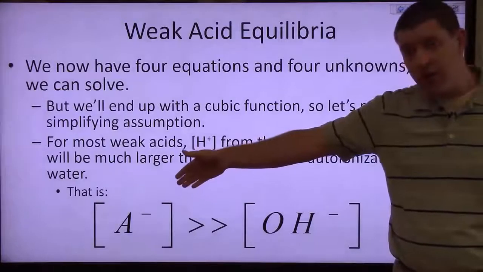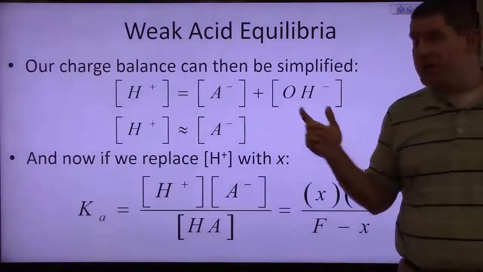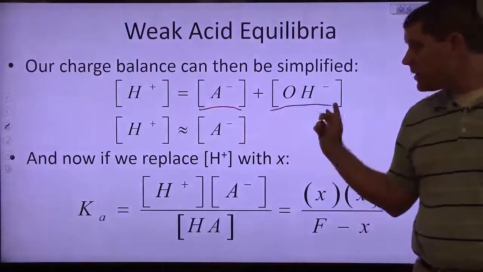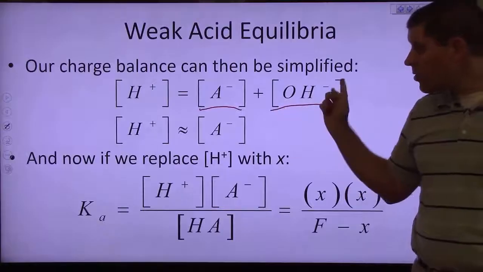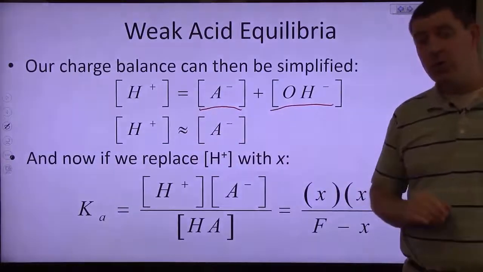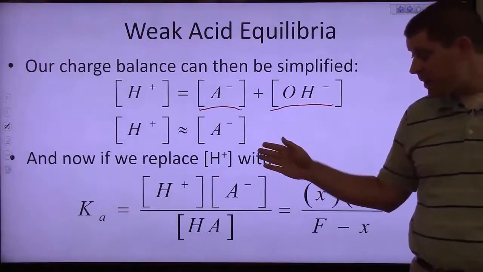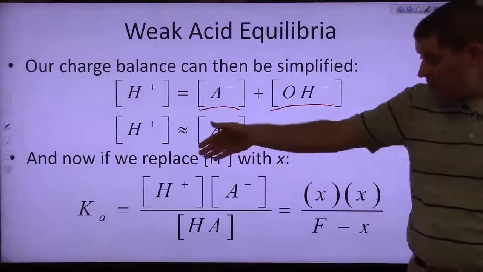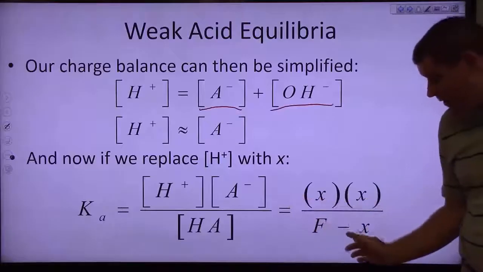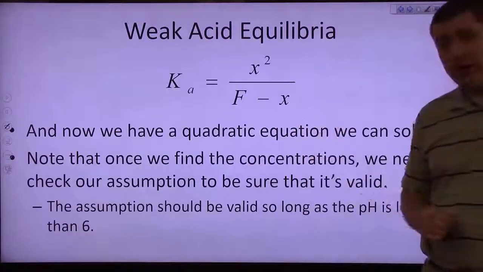That is, the concentration of A minus is much larger than the concentration of OH minus, which means that our charge balance can then be simplified. If this one is much larger than that one, then we can basically ignore the second one, and that means that our hydrogen ion concentration is approximately equal to the concentration of our conjugate base, A minus. And now if we replace the hydrogen ion concentration with X, that means that our numerator here becomes X squared, and our denominator becomes F minus X. And now, instead of a cubic equation, we have a quadratic equation, which we can solve much more easily.